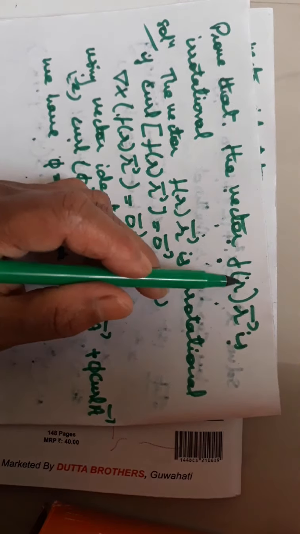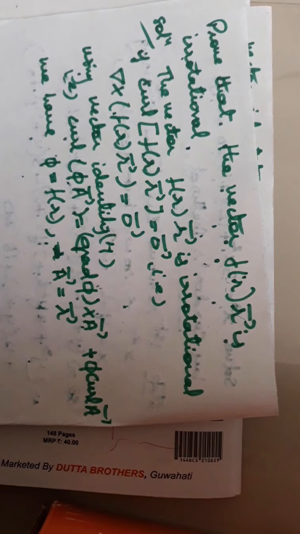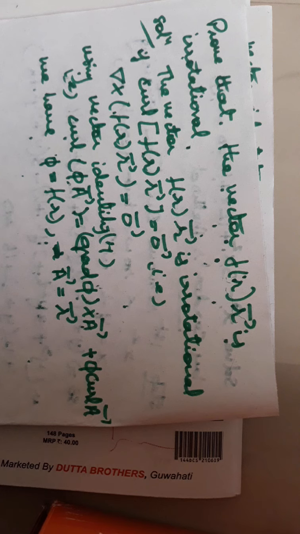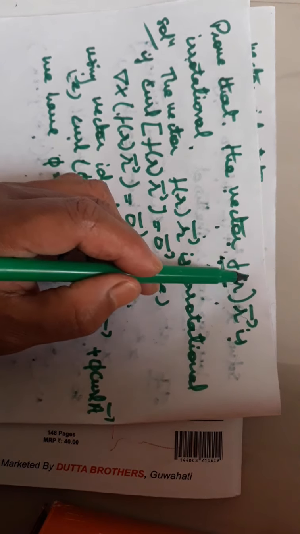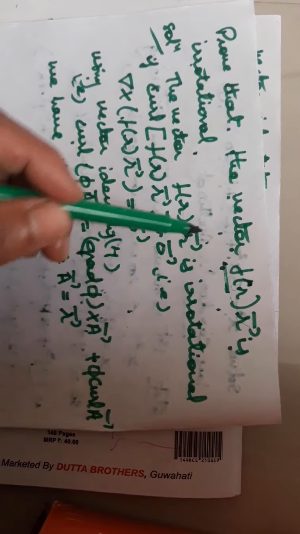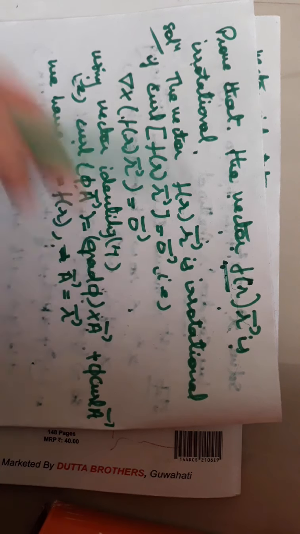Prove that the vector f of r into r bar is irrotational. Irrotational means, as I have discussed with you, that the curl of that vector is equal to 0 bar. That is, del cross of the vector is equal to 0. So here f of r is a scalar quantity. There is no dot here, it is a bracket only. f of r into r bar: r bar is a vector quantity and f of r is a scalar quantity.